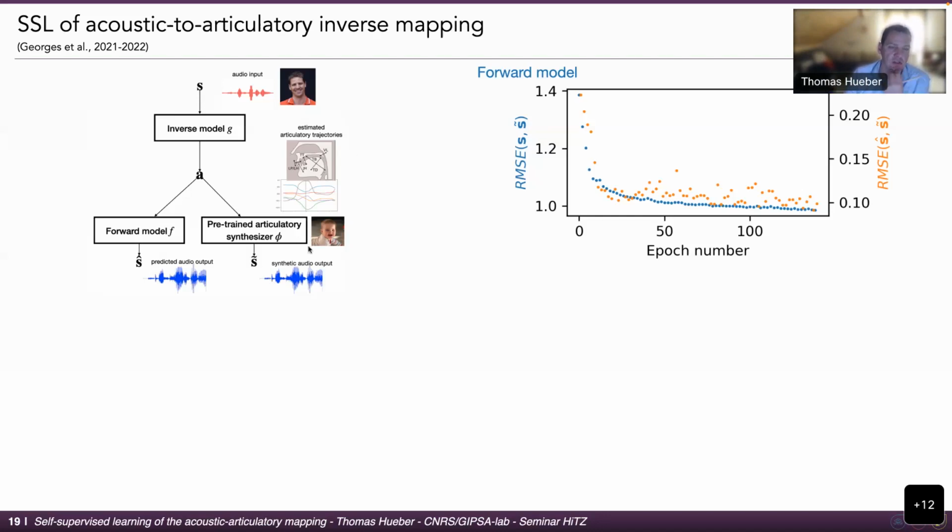And this is also a good way to learn an inverse model with better generalization capacity when it comes to unseen speakers. This would be my answer. Thank you.